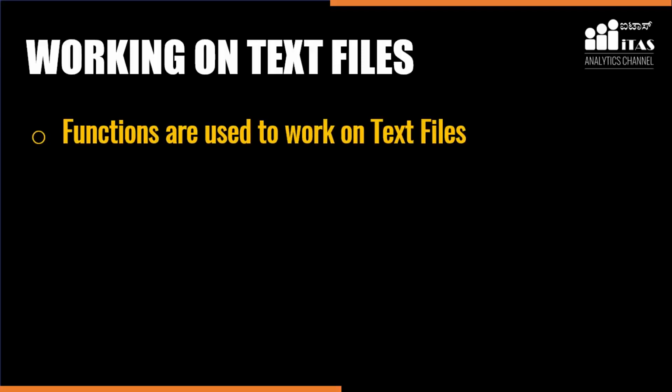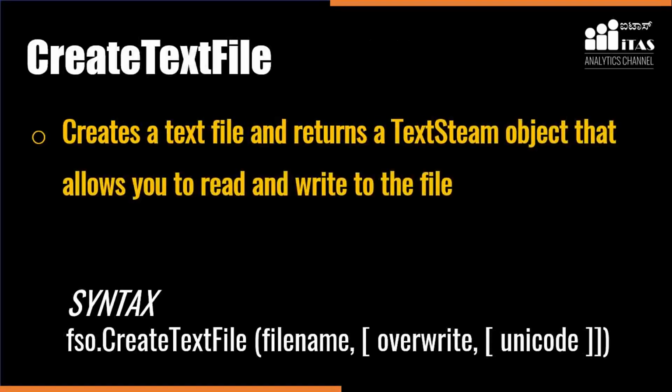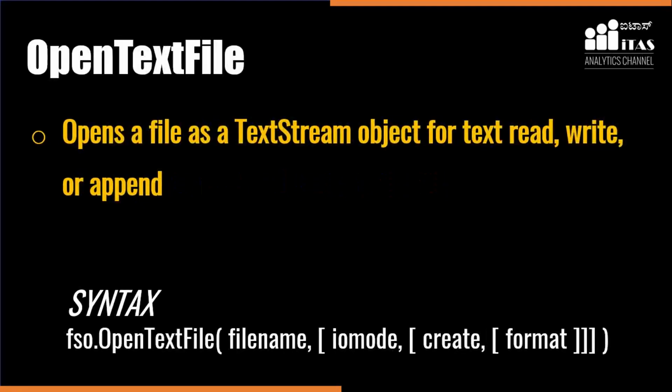The text file functions that we have are: create text file, which will help us in creating a text file, and we have other properties related to this create text file function. Next one is open text file. This is used to open a text file and read the contents in the text file. Now we'll see how we can use these two functions on a text stream or a text file and work on a text file.